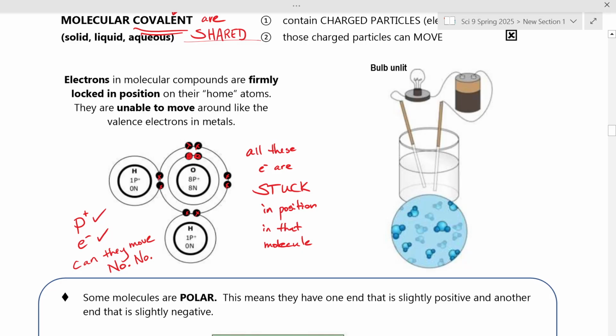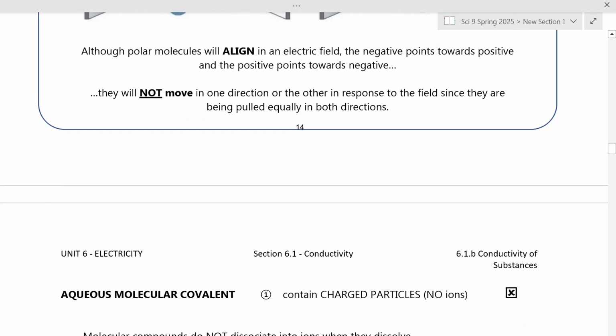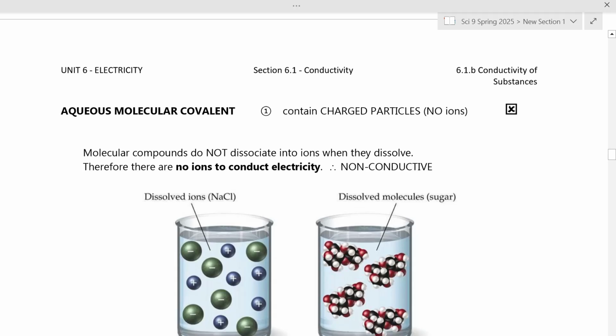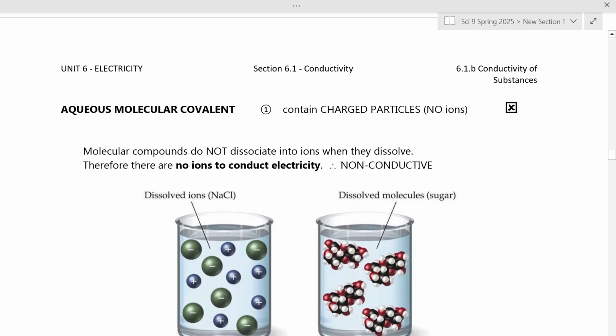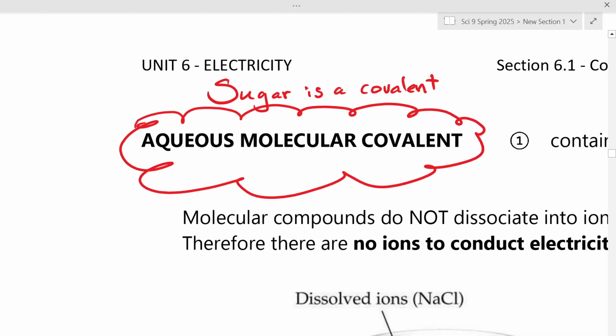So you have an unlit bulb. Now, the rest of this is enriched stuff. Actually, no, we got one more. That was enriched, but we do have one last one. We can have aqueous molecular covalent. So this is like sugar water. Okay? Sugar is a covalent compound.